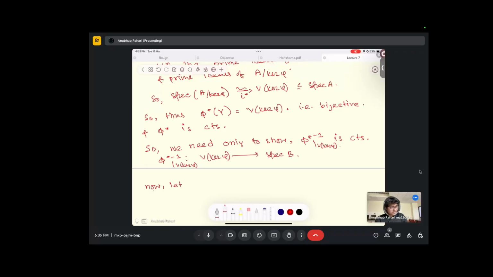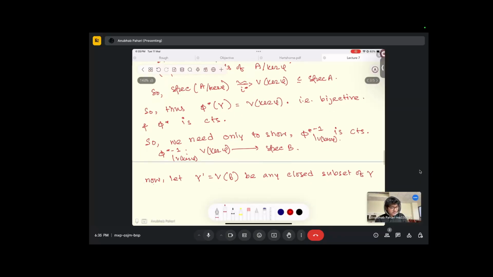Let y prime equals V of b be any closed subset of Y, and let A equals phi inverse of b. So your b was from Y, so y prime is a closed set in Spec B.